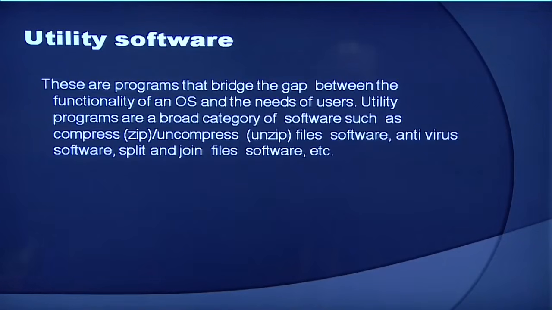Then we have utility software. What are these? These are programs that bridge the gap between the functionality of an OS and the needs of the user. Utility programs are a broad category of software, such as maybe you require to compress a file, uncompress a file, or antivirus software. Maybe you want to split or join files. So these types of software are considered as utility software.